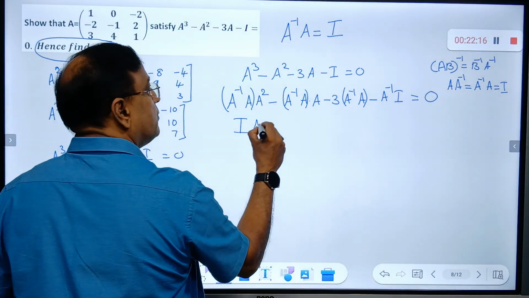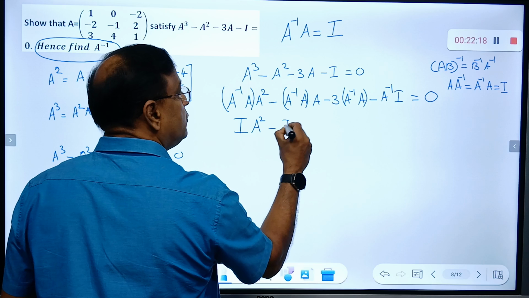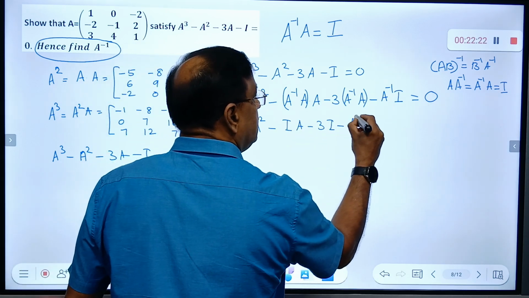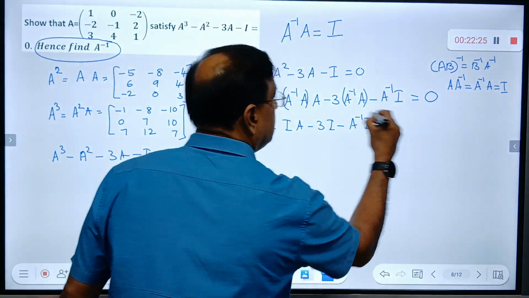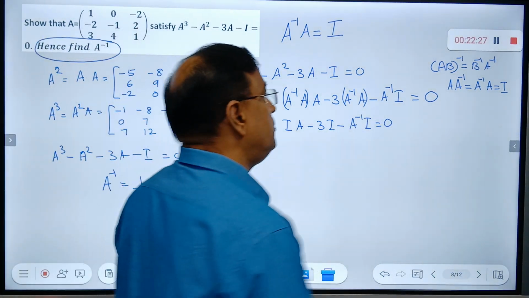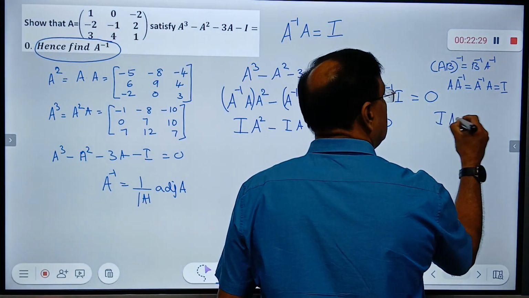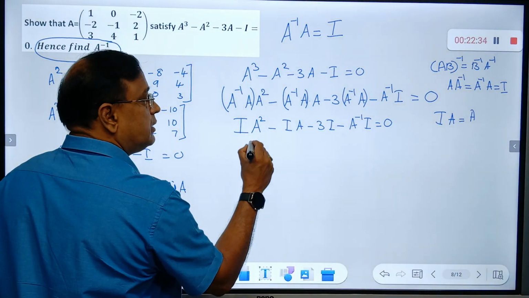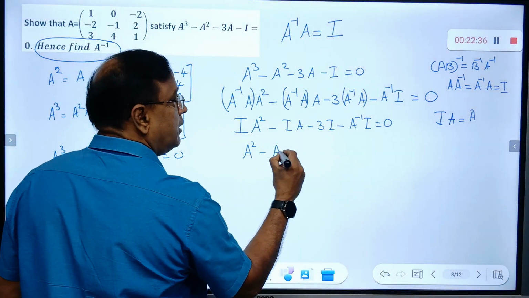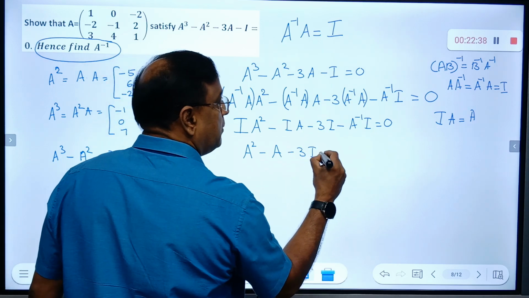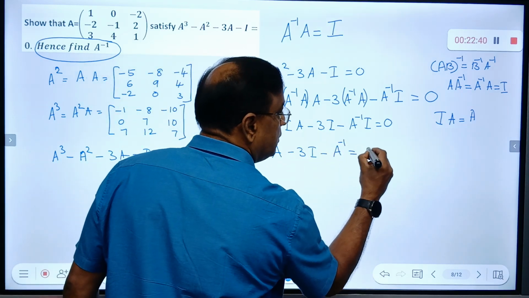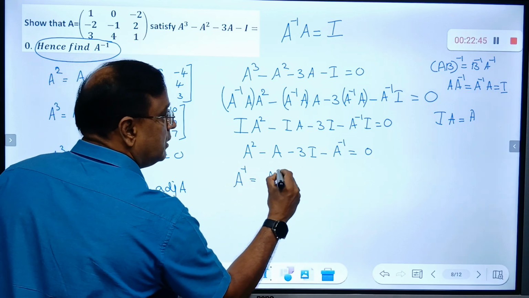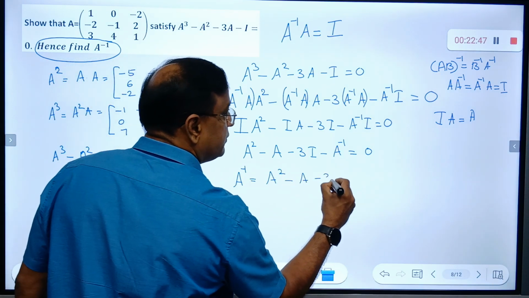I into A square minus I into A minus 3I minus A inverse into I equal to 0. But you also know, if you multiply any matrix with I, you get back the same matrix. So what is I into A square? You will get A square minus A minus 3I minus A inverse equal to 0. So from this I can find A inverse. A inverse is A square minus A minus 3I.